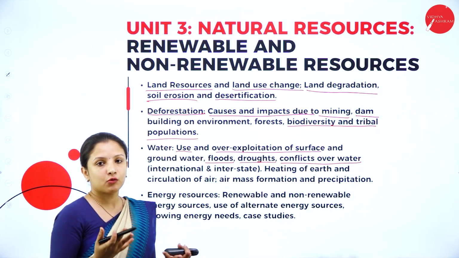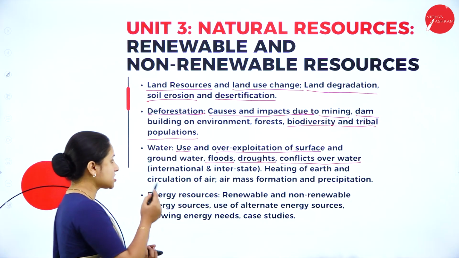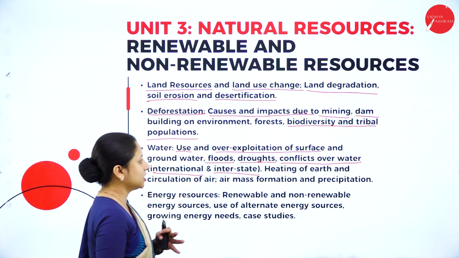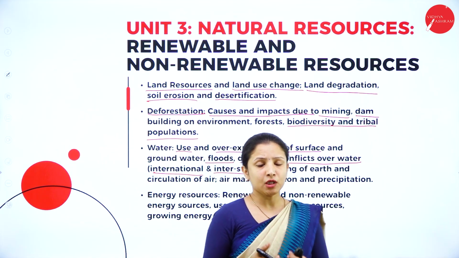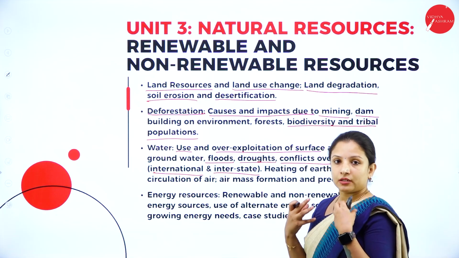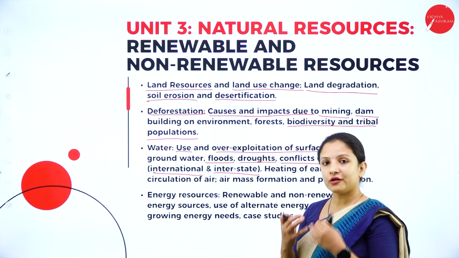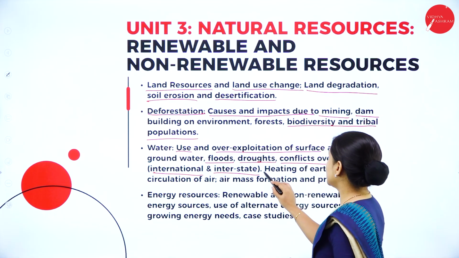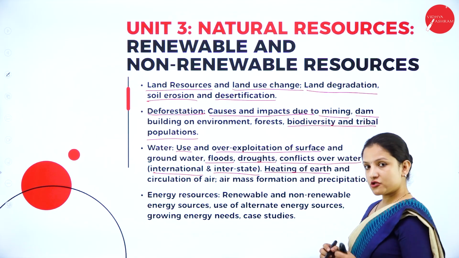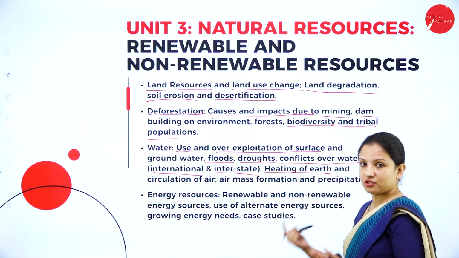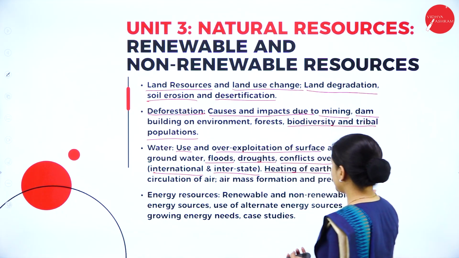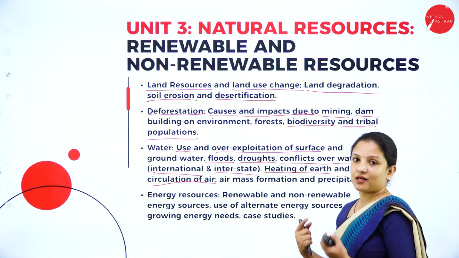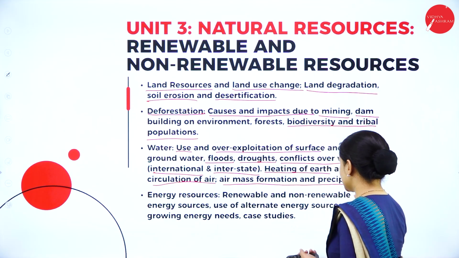That is, conflicts over water can occur both at the international level as well as the interstate level. So we need to take some examples and learn about that. Then, if water is not available, or if the soil is dry, or if the water in the atmosphere is also dry, it can result in heating of the earth. And we need to know how water is important for the circulation of air. So we need to know about the heating of earth and circulation of air, then how air mass formation will occur, and finally it will lead to rainfall, that is precipitation.